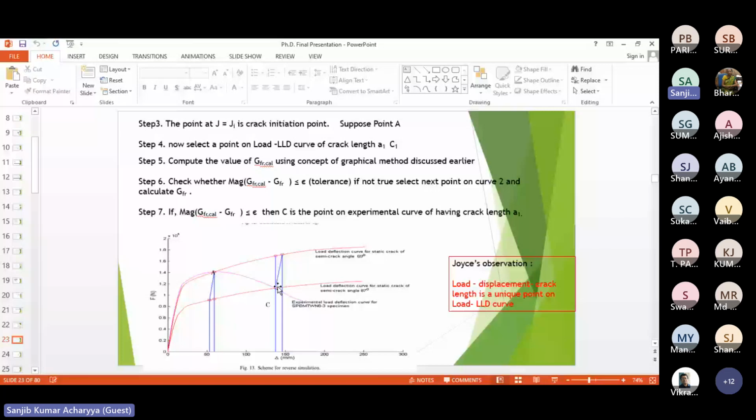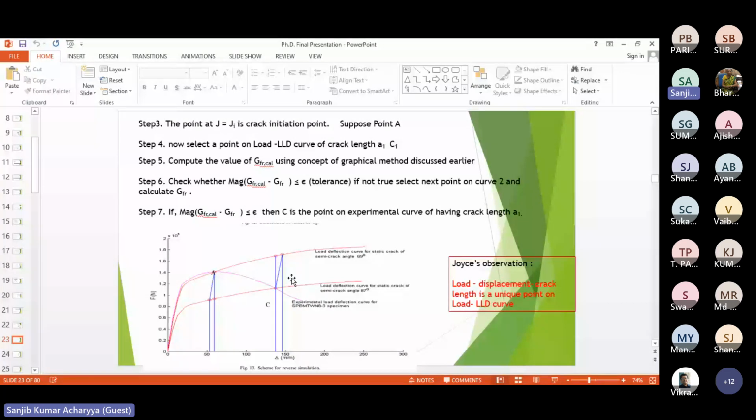So the first point on the experimental curve was obtained as A, where initiation started. Then a second point, C, is obtained with crack length A plus delta A. In this way, after reaching C, we again take another simulated curve of A plus 2 delta A, and again the search process will be repeated. And in this way, several points on the experimental curve will be obtained using the simulated stationary crack and the value of Gfr as input.